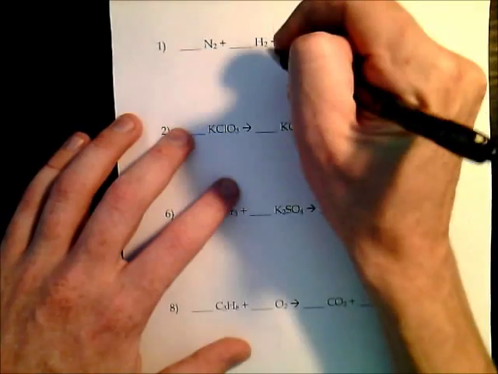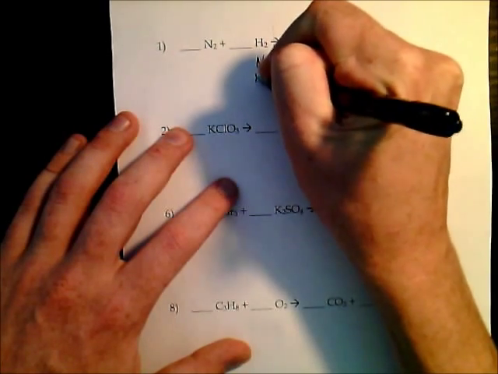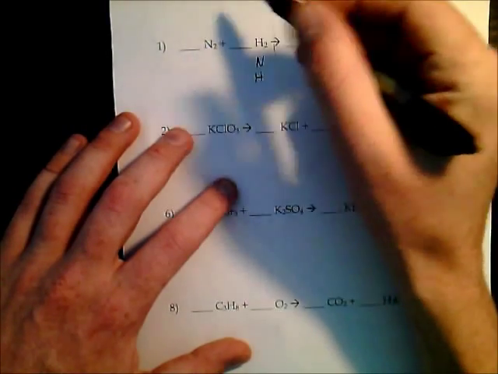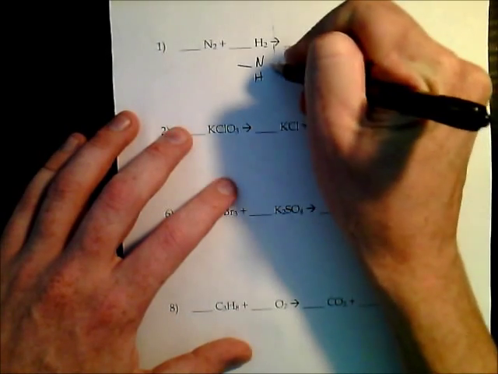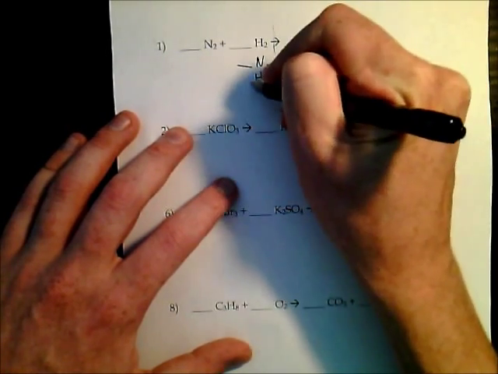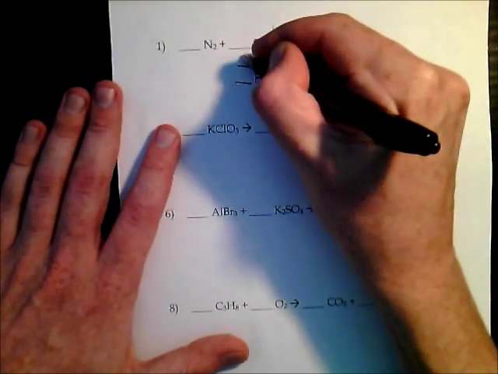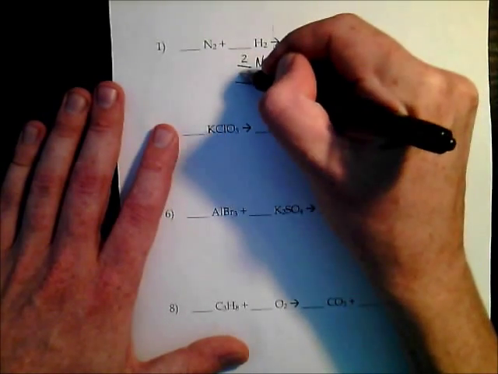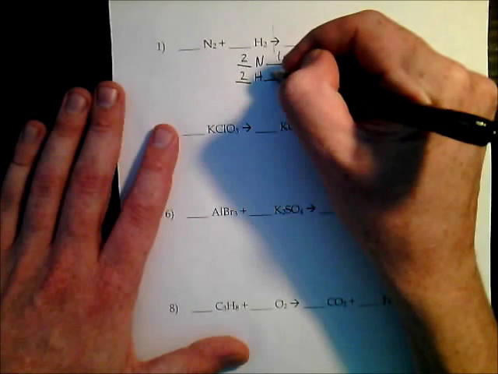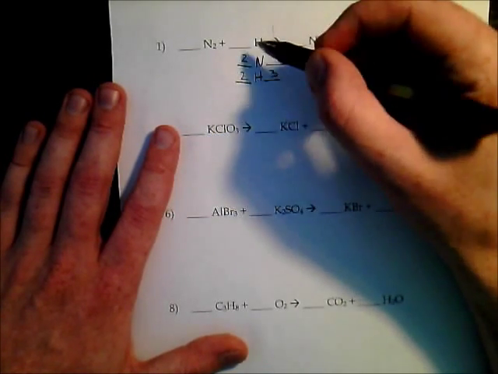When you're first starting, if you want, you can do something like this. You can list all the elements that are in the equation. So here, we just have nitrogen, hydrogen, there's nothing else. And let's count. On the left side, there's 2 nitrogens, and on the right side there's 1. On the left side there's 2 hydrogens, and on the right side there's 3. So we got to try to fix it.